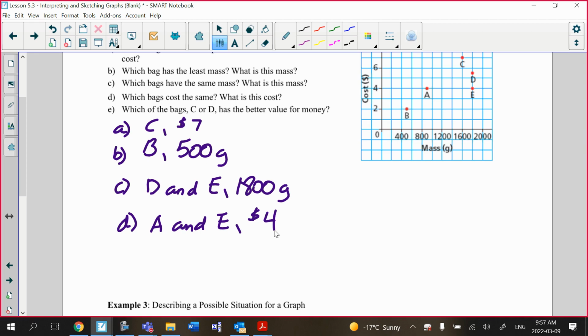So D would be the better deal because, yeah, you get more popcorn for less. More popcorn and cheaper.